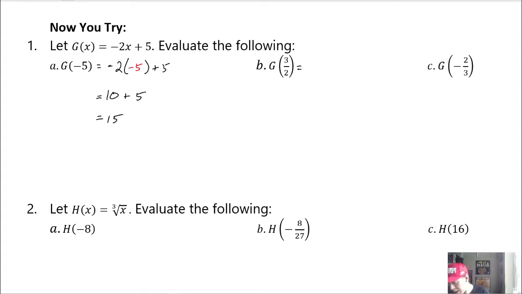All right, g of 3/2 will go negative 2 times 3/2 in for the x, and then add 5. And then here we can cancel the 2's out when we do the multiplication. Negative 2 times 3/2. The negative does stay, so it's a negative 3 plus 5. And then negative 3 plus 5 is 2.